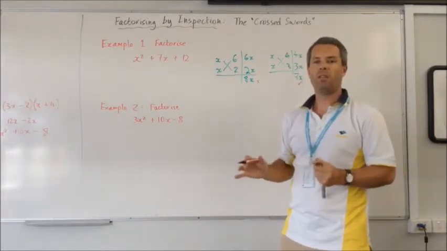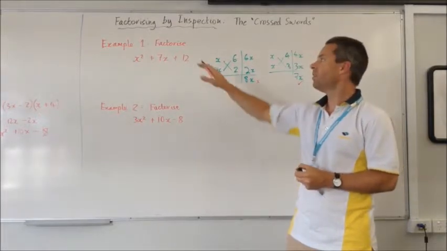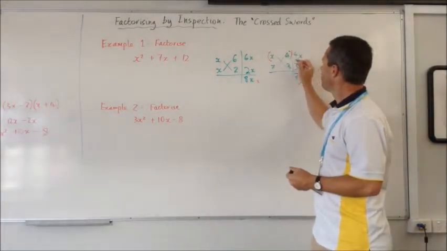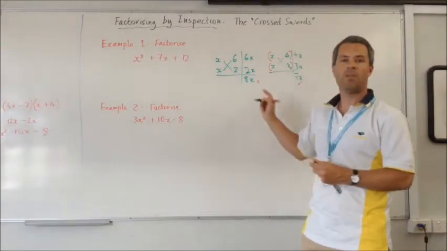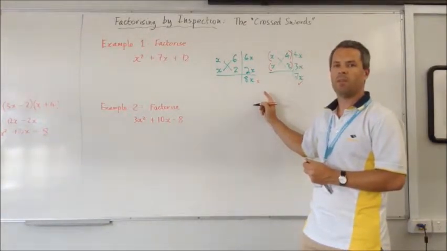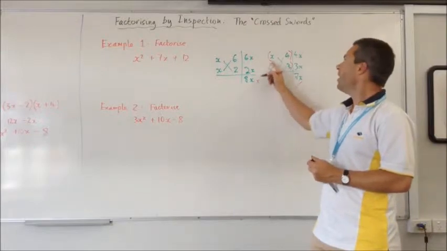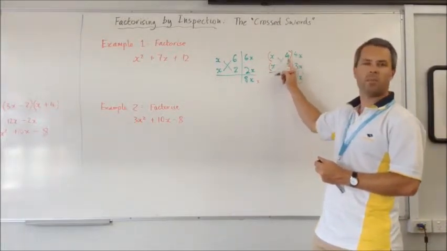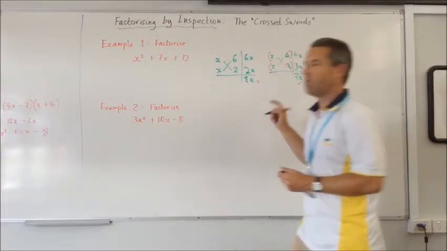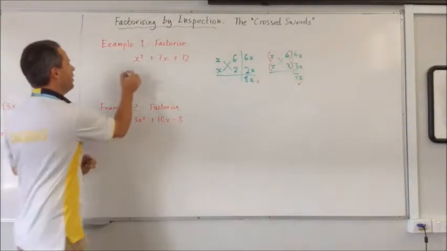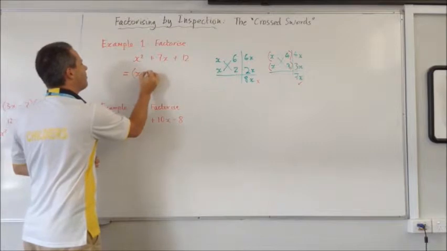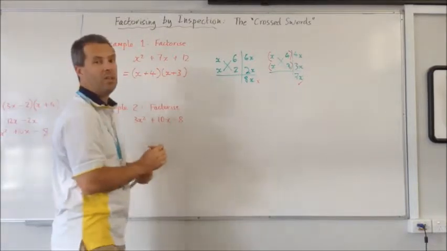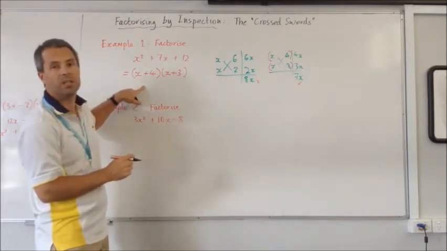So what that means is your two factors of this overall expression can be found in those two brackets. So our two factors are x and 4 and x and 3. These are both positives, so it'd be x plus 4 and x plus 3. So that is now factorised.